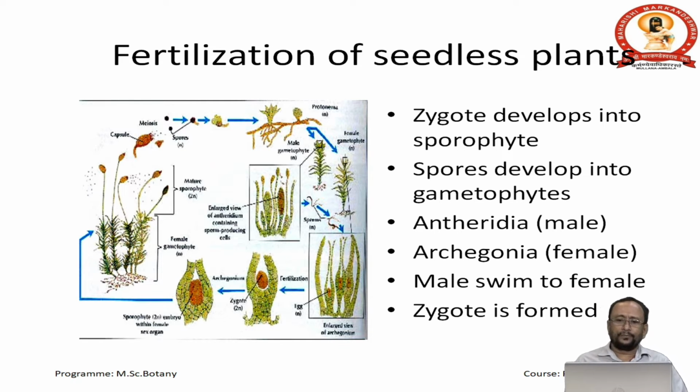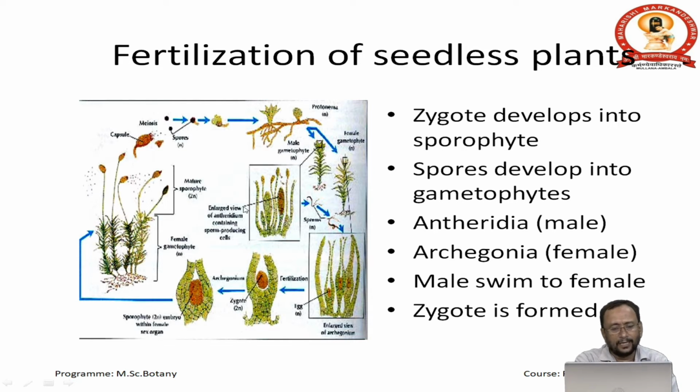Now, the fertilization of seedless plants. Zygote develops into sporophyte. Suppose a seedless plant: all cryptogams belonging to bryophytes and pteridophytes are generally seedless plants. In this case, a zygote is formed with the fusion of the male and female gamete. In the case of bryophytes, there are antherozoids and egg cells. Spore develops into gametophyte. The sex organs are antheridia, representing the male sex organs, and archegonia, representing the female sex organs. Male gametes swim to the female and form the zygote. After fertilization, it gives rise to the zygote.